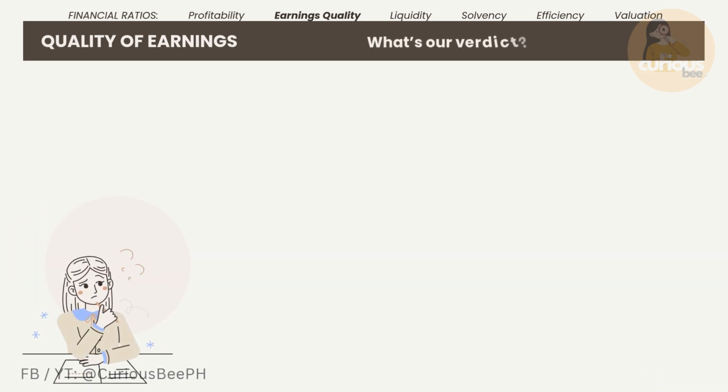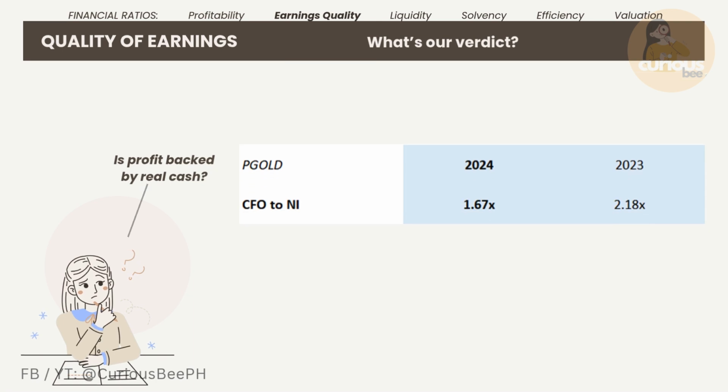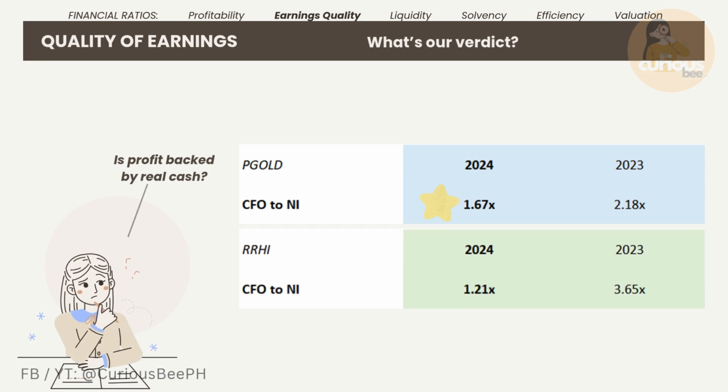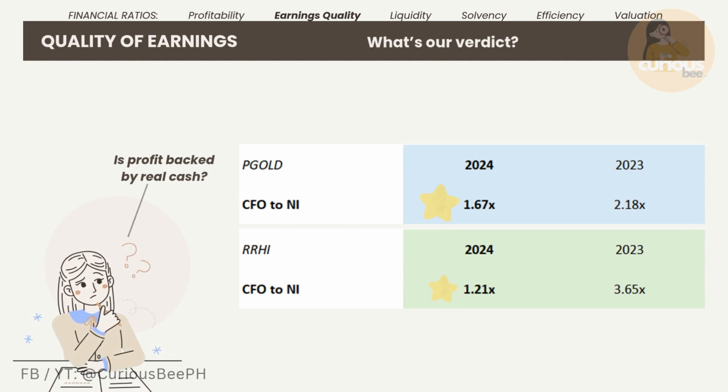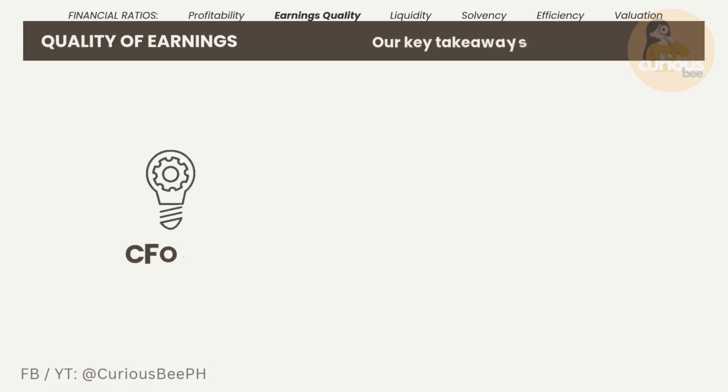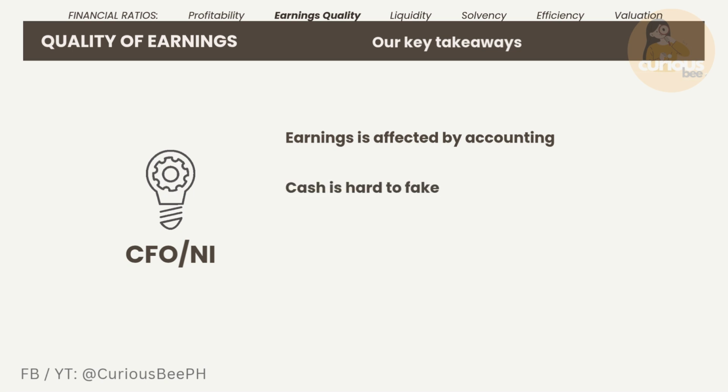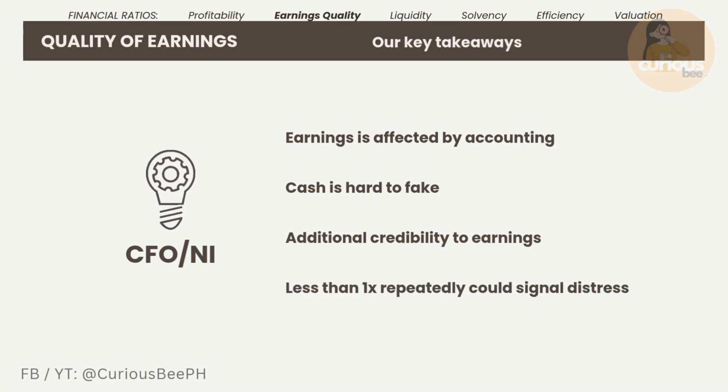So back to the question, is the company's profit backed by cash? Yes, it is. Are its earnings of better quality than its peer? Yes, it is. But keep in mind when making comparisons, the non-leaders do not automatically mean losers, because in our example, the peer has good quality earnings too. This ratio is powerful because earnings can be affected by the management's accounting choices, but cash is harder to manipulate in the books. By adding cash flow into our analysis, we are also adding another layer of credibility to earnings. This helps us watch for red flags, like when the company's ratio is consistently below 1 times.